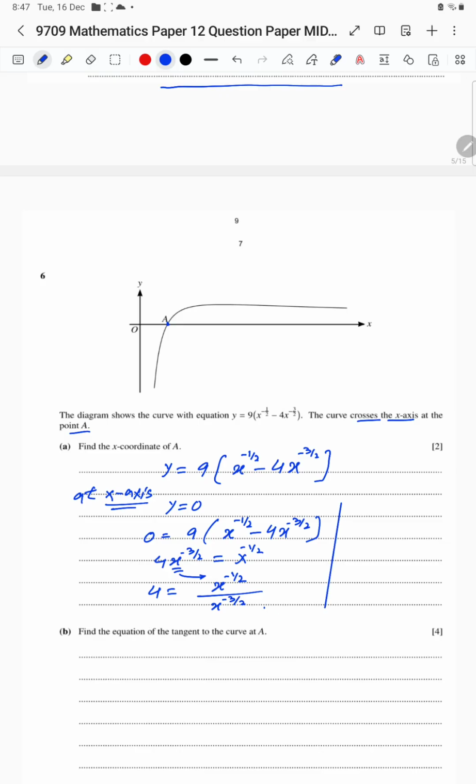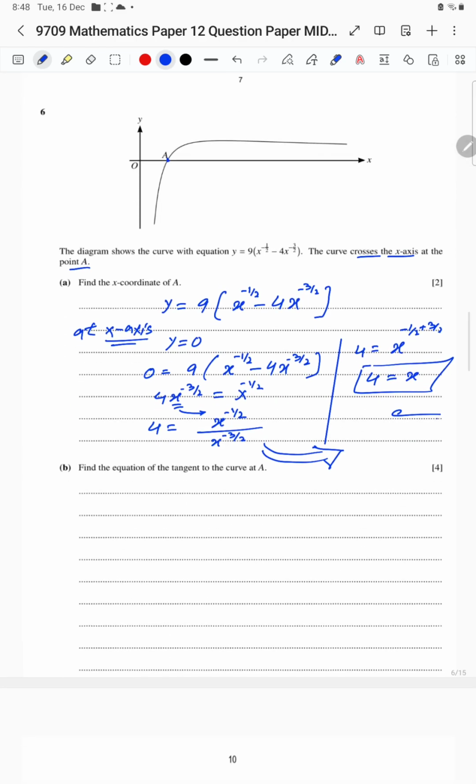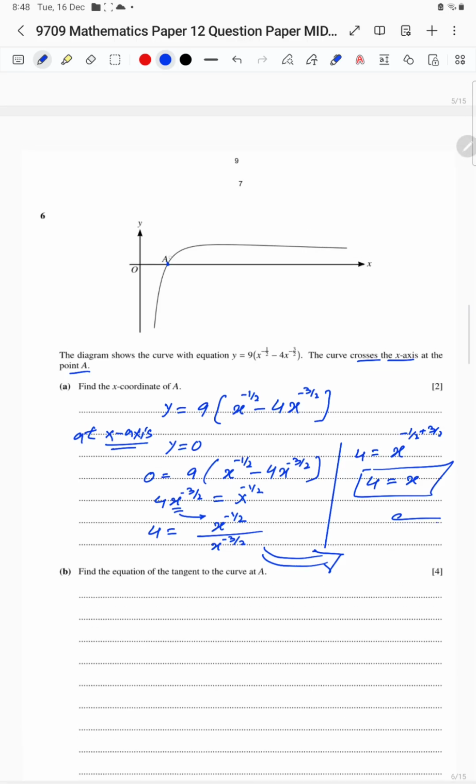For further simplifying, we apply the property of indices, which gives the power 1 by 2. So 4 is equal to x, and the x coordinate of A is x equals 4. A simple case. Next is to find the equation of the tangent to the curve at point A. Here you have to find the tangent line at point A.